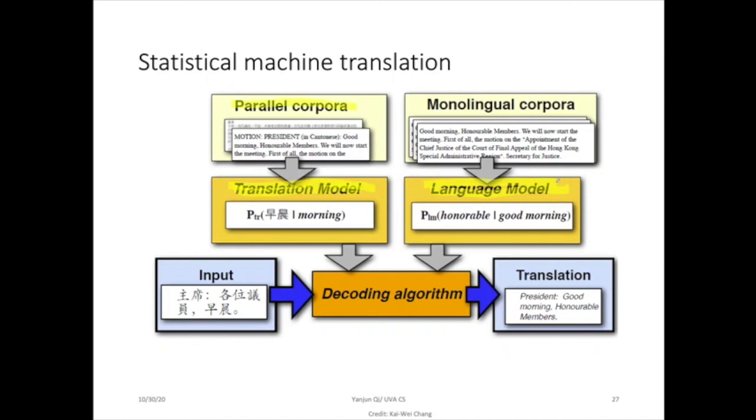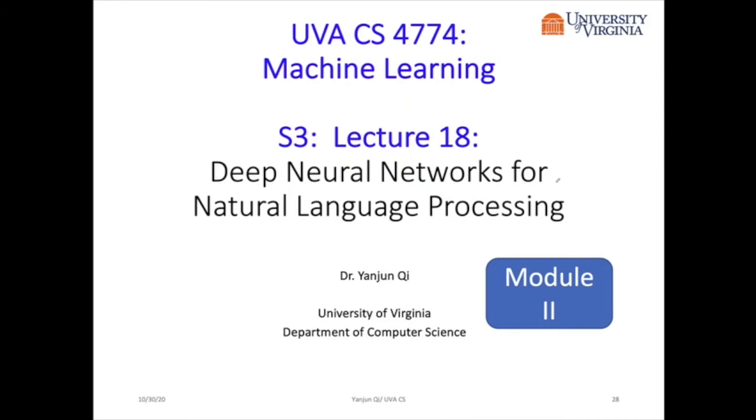So to have good statistical machine translation, normally you need two modules. Not just the parallel corpus between the language you want to translate from and to, you also need a good language model, especially for the target language, so that it's not just a good translation, it's also good text in the target language itself. So that's about statistical translation. All right, so we finished module 1.